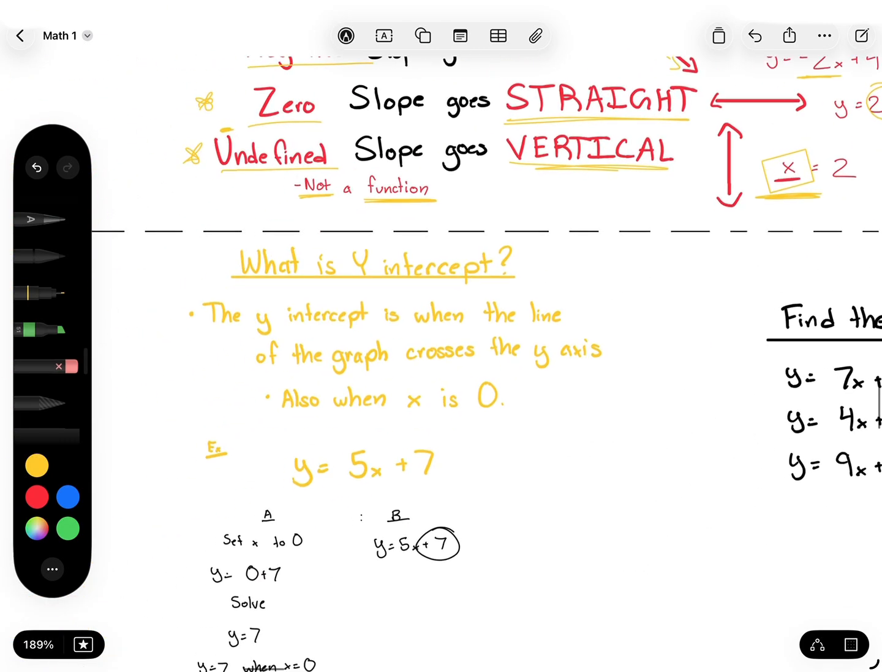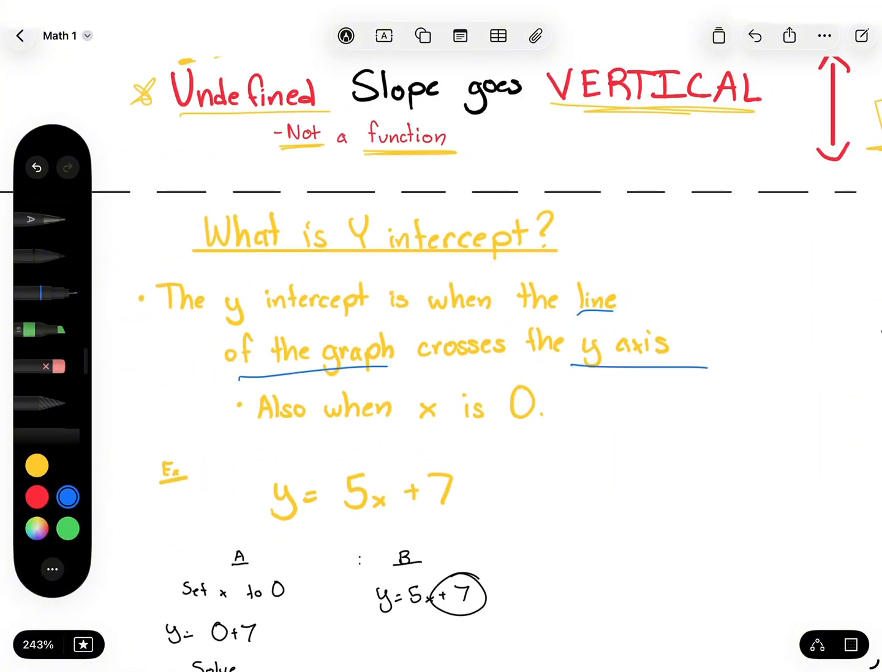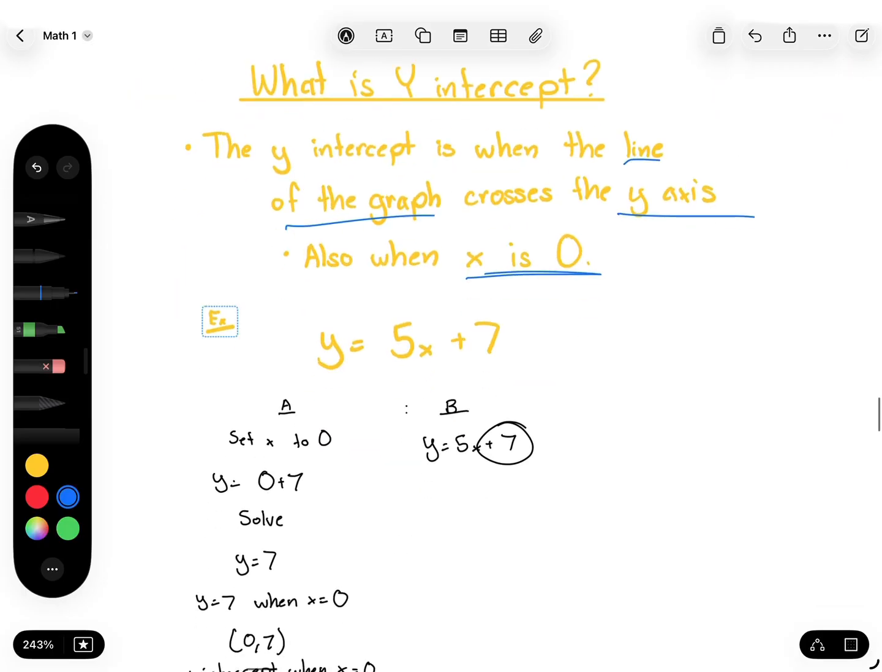All right, moving on, I'm going to talk about what y-intercept is. Well, y-intercept is when the line of the graph crosses the y-axis, or also when x equals 0, if that doesn't make sense. So for example, we have an equation y equals 5x plus 7. Y equals mx plus b, so 5 is m, 7 is b.